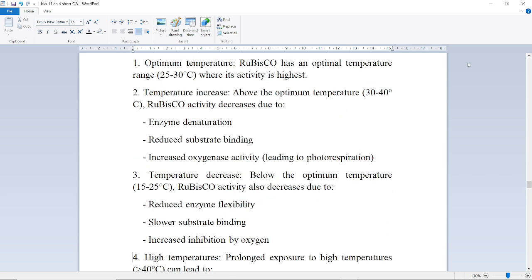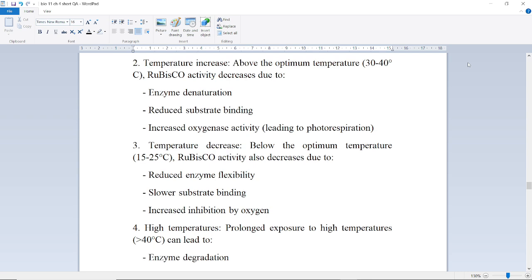Next is temperature increase. Above the optimum temperature, 30 to 40 degrees Celsius, Rubisco activity decreases due to enzyme denaturation, reduced substrate binding, and increased oxygenase activity leading to photorespiration. Temperature decrease. Below the optimum temperature, 15 to 25 degrees Celsius, Rubisco activity also decreases due to reduced enzyme flexibility, slower substrate binding, and increased inhibition by oxygen.